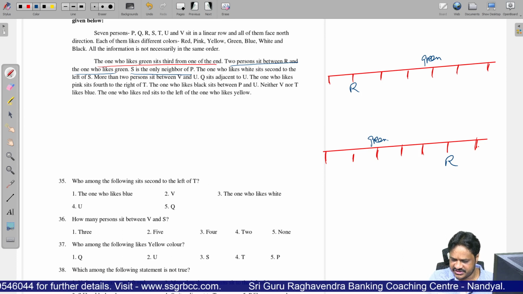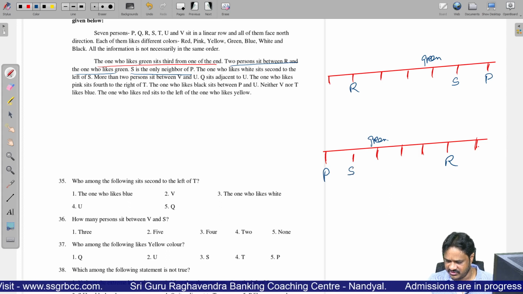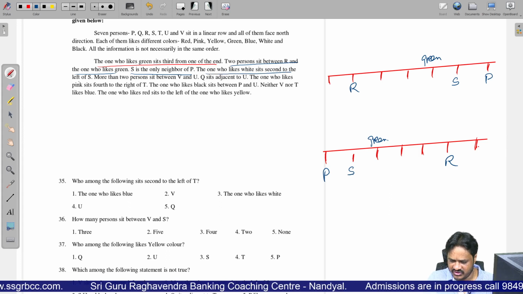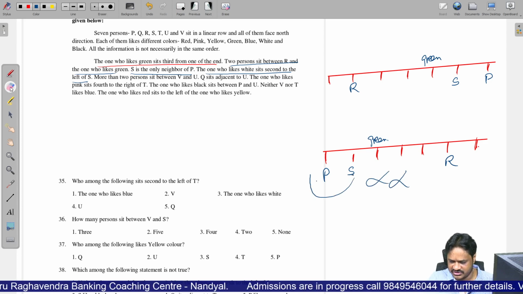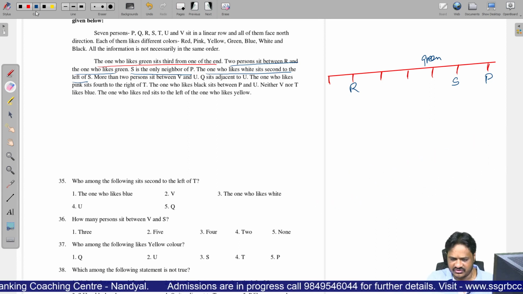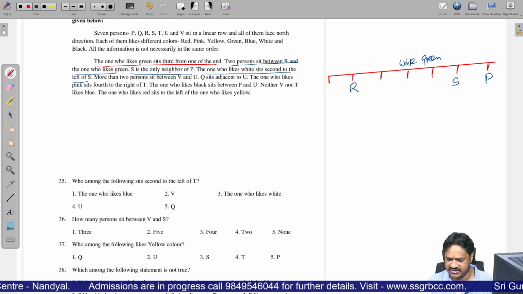S is the only neighbor of P. The one who likes white is sitting second to the left of S. Can we take second to the left of S in the second case? No. So this one is definitely wrong. Now second to the left of S, the color is white. So this is definitely white.